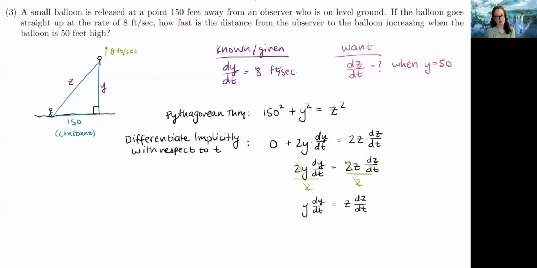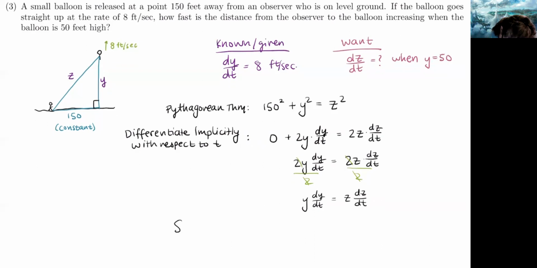Okay, so now we can start plugging some things in. So we know that dy/dt is equal to 8. So let's start substituting some stuff in here. Right, we know dy/dt is 8, so I'm just going to plug in an 8 right here in the dy/dt slot. We want dz/dt when y is 50, so I'm going to put a 50 in for y here. I'm looking for dz/dt. So I need to have a value for z in order to solve for this. Unfortunately, I don't have that listed anywhere.